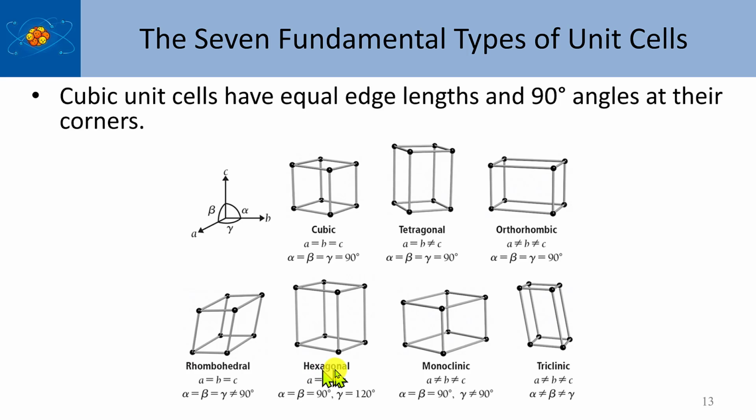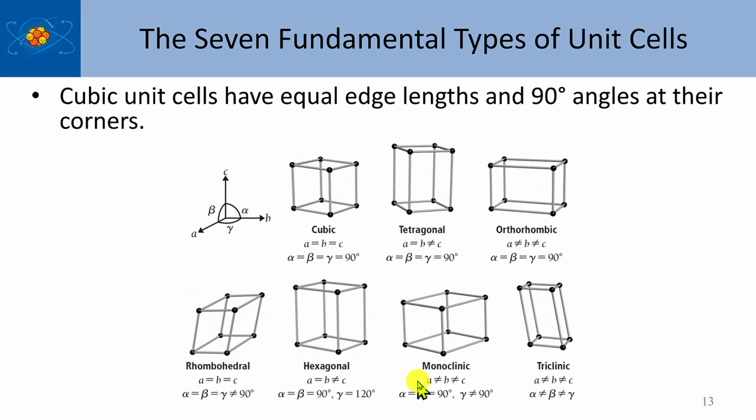And then in hexagonal, you have to think about that for a second. Hexagonal implies 6, and we'll have to show you this, but hexagonal patterns, that is 6-sided shapes, actually can be derived from 4-sided shapes, or cubes. Anyways, we'll get to that. But A and B are the same, but one of the sides is different. And then alpha and beta are 90, but gamma, which is this angle here, is 120.